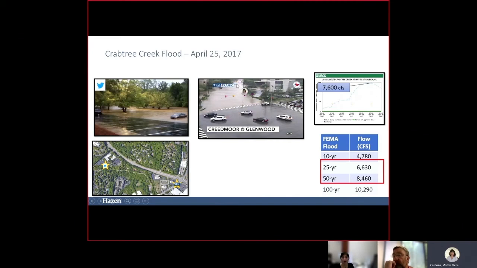The local news reported that Glenwood and Creedmoor was closed. There was flooding on Creedmoor, and they had to close the street and evacuate some of the buildings. People posted pictures and videos on the web and basically showed the impacted areas. Here is a picture of a building that is really close to the creek, and already the flooding is coming up to the building. So let's look at what happened during that day.